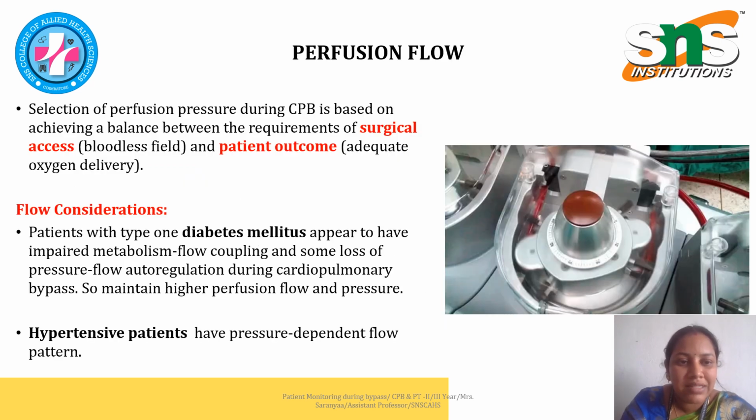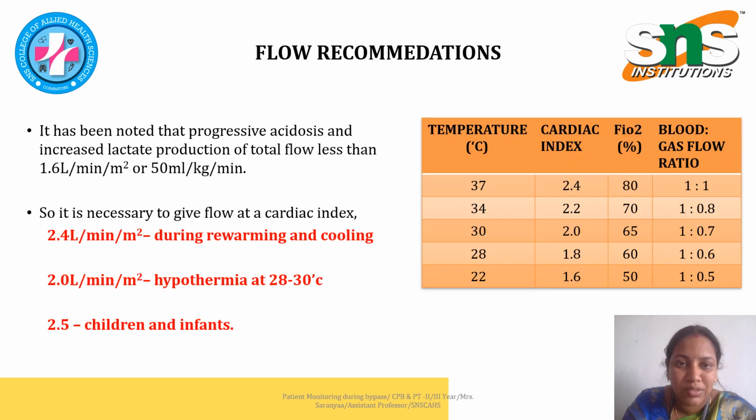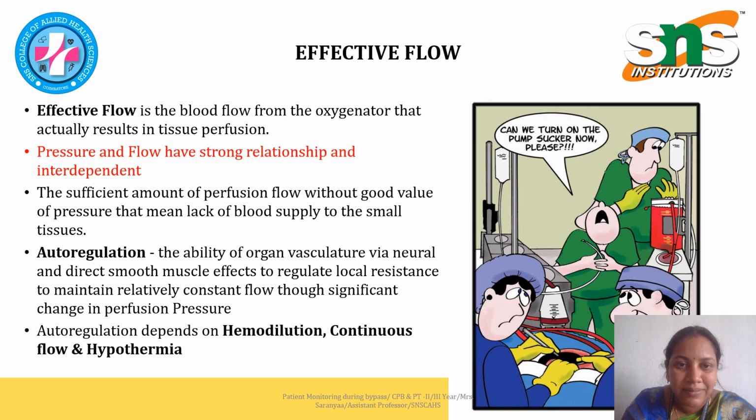Perfusion flow is mainly based upon the patient's needs, that is, whether the patient is diabetic or hypertensive. Depending upon that, the pressure and flow will be altered. The flows are divided into normal perfusion flow, maximum perfusion flow and minimum perfusion flow, according to the change in temperature. If the temperature is normal, you can give a normal flow. If the temperature is below, you can give minimal flow. If the temperature is above, you can give high flows. These are the flow recommendations based upon the cardiac index, that is 1.6 liter per meter square to 2.4 to 2.5, to be given according to the patient's body weight.